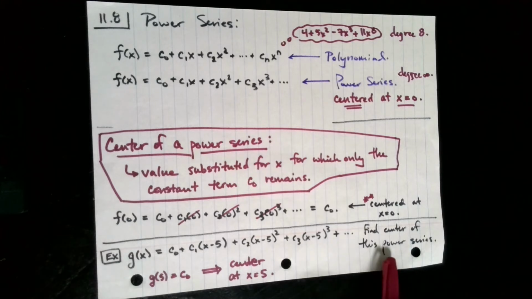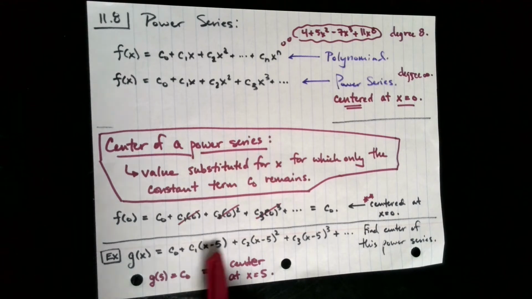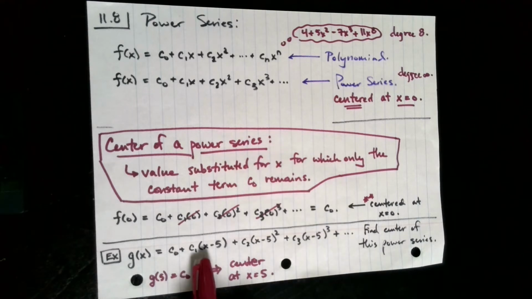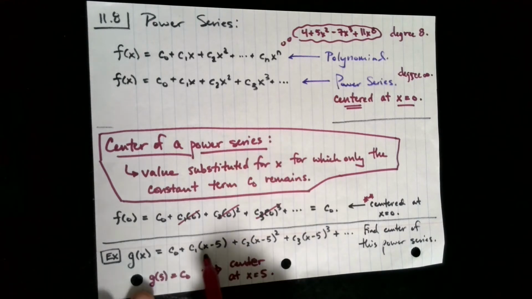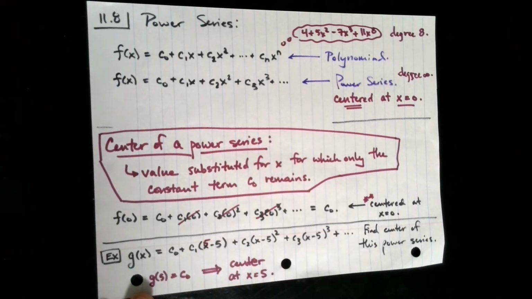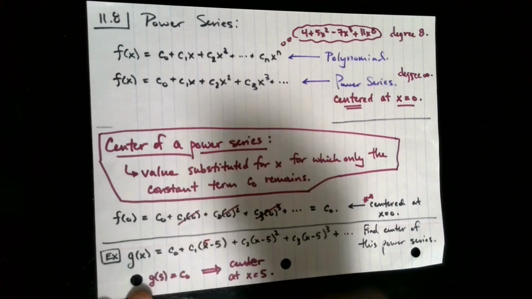So now, if we want to find the center of this power series, we want to find the value for x that we could plug in that would wipe out c1 and c2 and c3. And if you think about it, what could you plug in here? Well, if we need to wipe out this x minus 5 times c1, what if we let x equal 5? Wouldn't that wipe it out? Because then we just have c1 times 0.